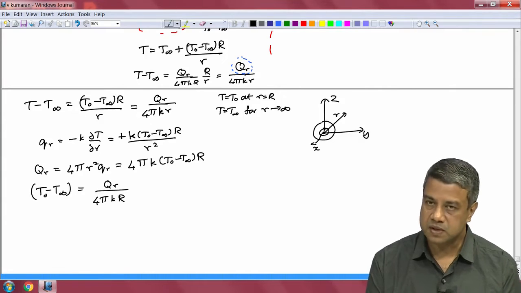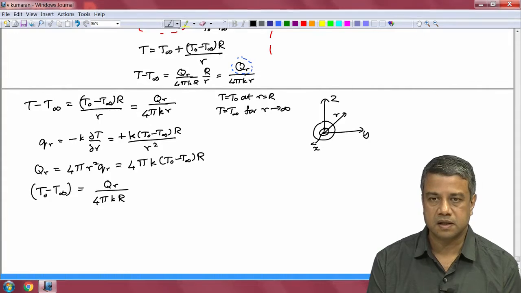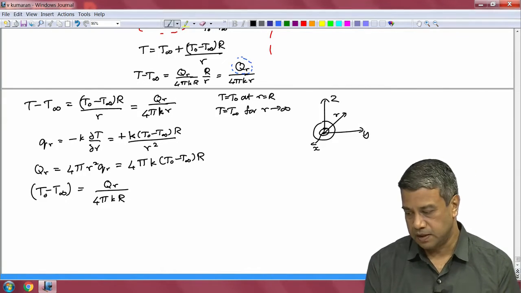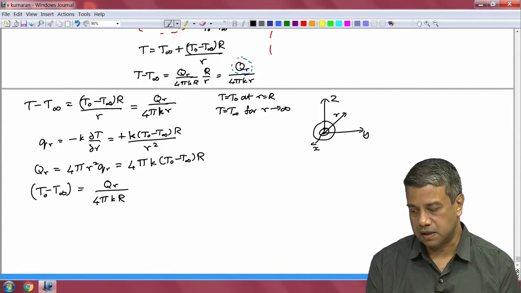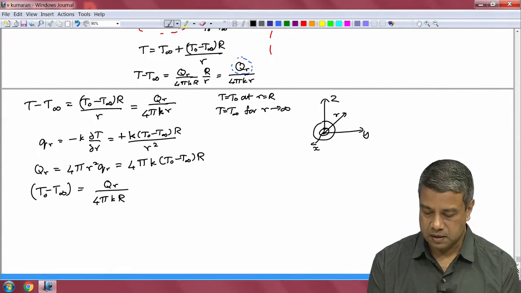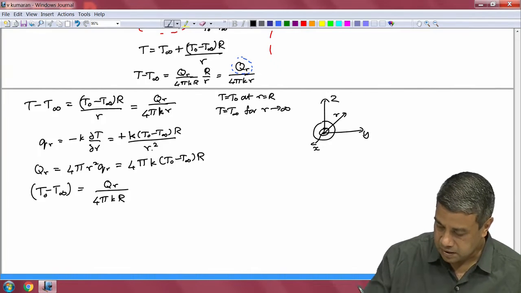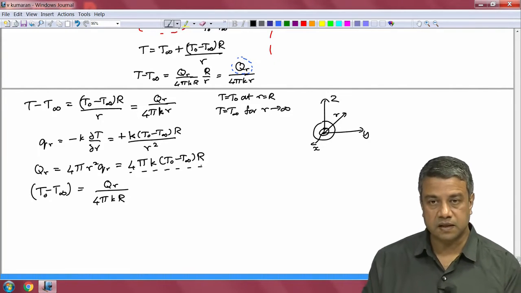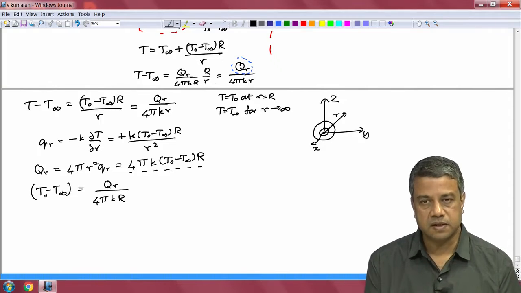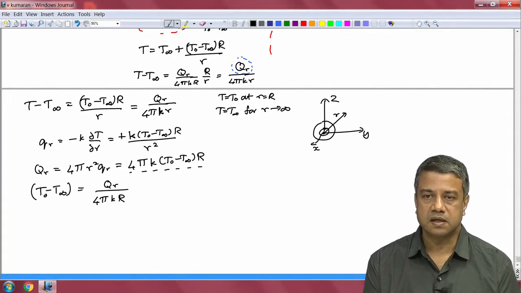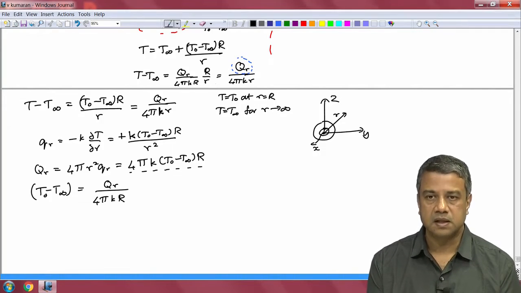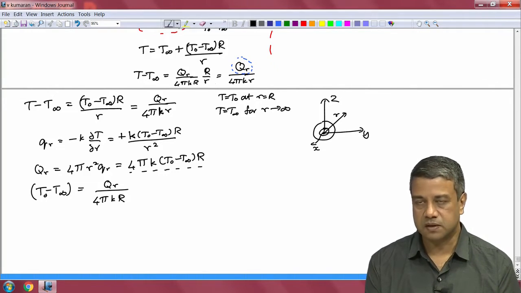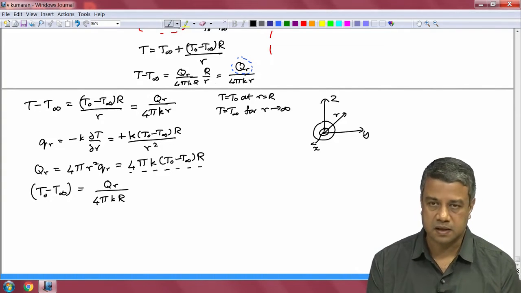So, the temperature field outside of the sphere depends only upon the heat transfer rate, the heat generation per unit time by the sphere, or the total heat transfer rate per unit time across that surface. The heat transfer rate is independent of radius, even though the heat flux depends upon radius. Heat flux goes as 1 over r square, which means that the heat transfer rate, which is flux times surface area proportional to r square, is independent of radius. That is because there are no sources or sinks within the domain in this particular case.